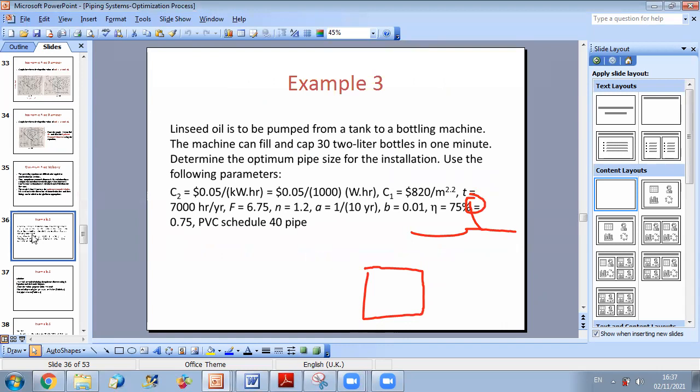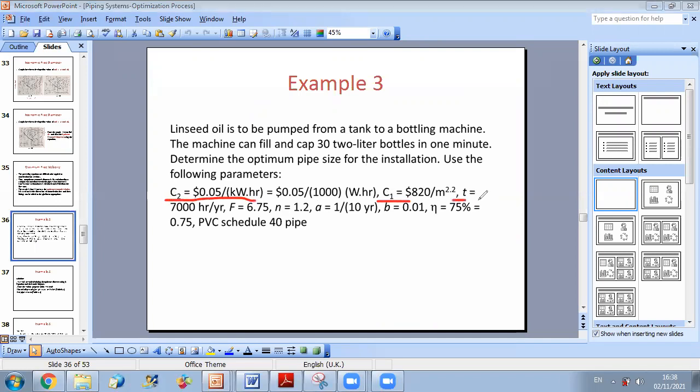Let us consider the following example. We have oils to be pumped from a tank to a bottling machine. The machine can fill and cap 32-liter bottles in 1 minute. We want to determine the optimum pipe size for the installation using the following parameters. So look, they gave us all parameters needed. They gave us C2, C1, T, F, N, A, B, the efficiency, and the type of material used.